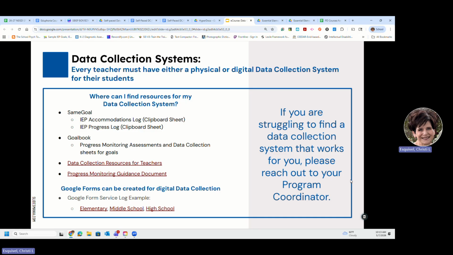It provides data collection resources based on instructional program. Google Forms can be created for digital data collection systems. Service log examples for elementary, middle, and high school can be found using the link on the hyperdoc or on this slide. If you're struggling to find a data collection system that works for you, please reach out to your program coordinator.